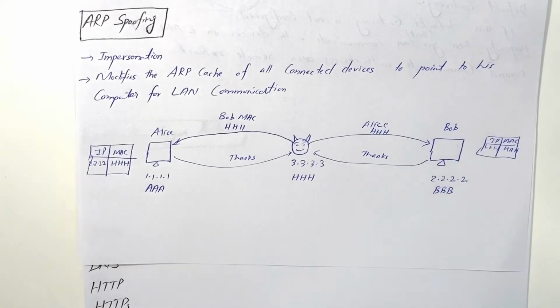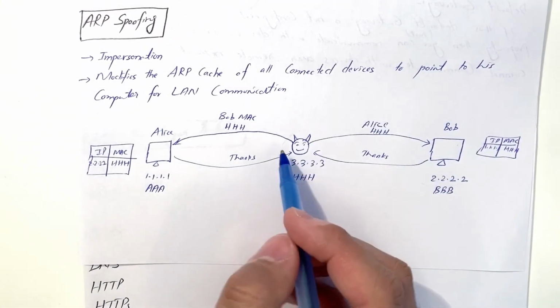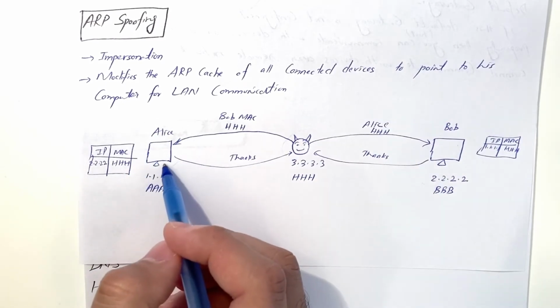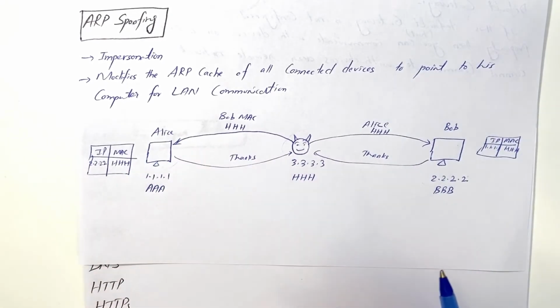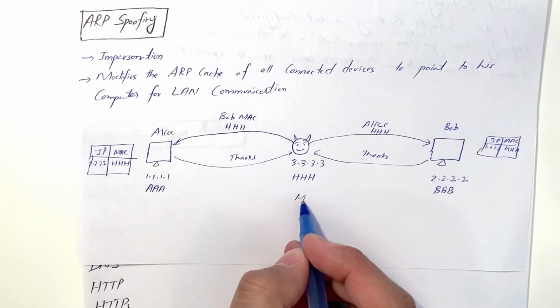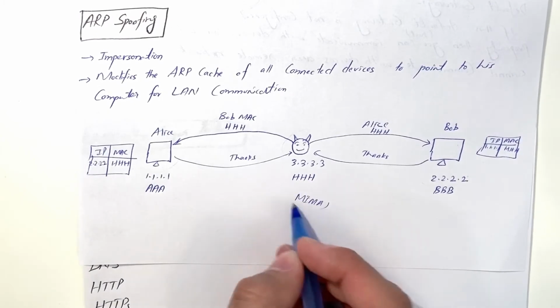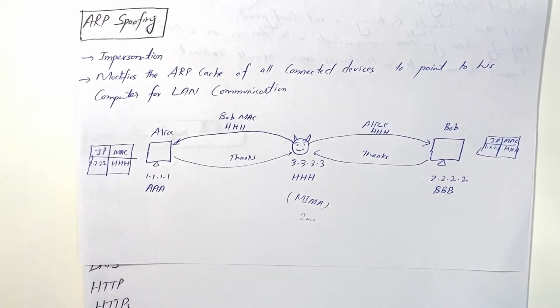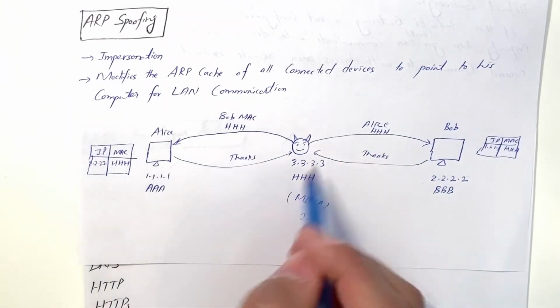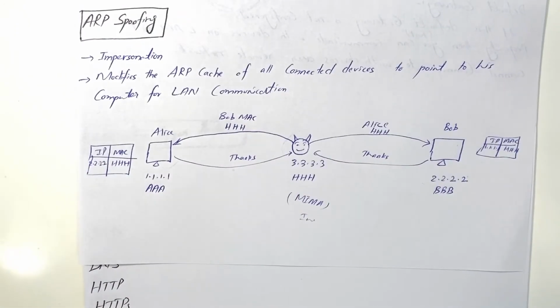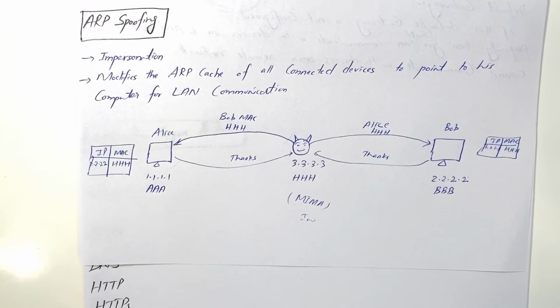So now what will happen if Bob wants to send any message to Alice? Who will receive it? The hacker. If Alice wants to send any message to Bob, who will receive it? The hacker. So that is called a man in the middle attack. Interception. Now, whatever the hacker wants to do, he or she can do. He can steal information and some other stuff.